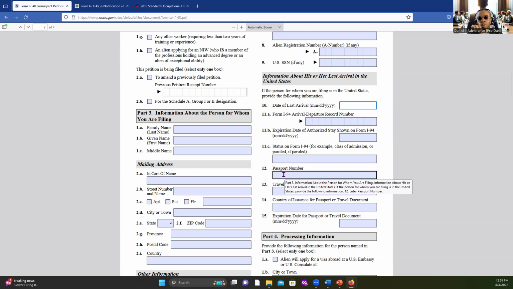You can do it two ways. One of the ways is, according to USCIS, even if your passport has expired, put that passport number, the expired one, in this question number 12.